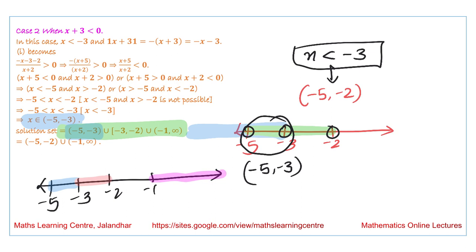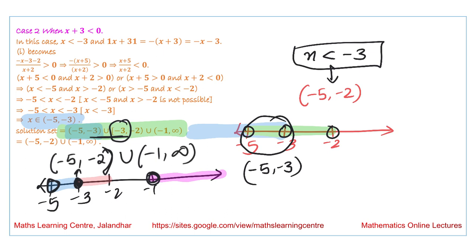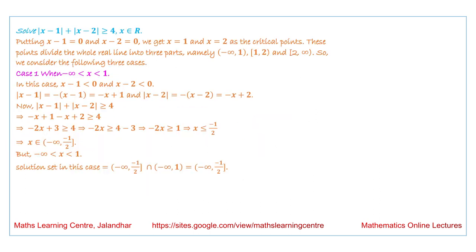Now out of these numbers, minus 5 is not included, minus 3 is included over here, this point is included, and minus 1 is not included. So we get the answer as minus 5 to minus 2, because minus 3 is included, union minus 1 to infinity. So this is the final answer that we obtain: minus 5 to minus 2 union minus 1 to infinity.